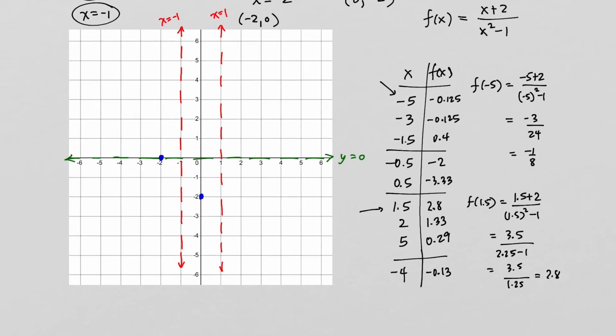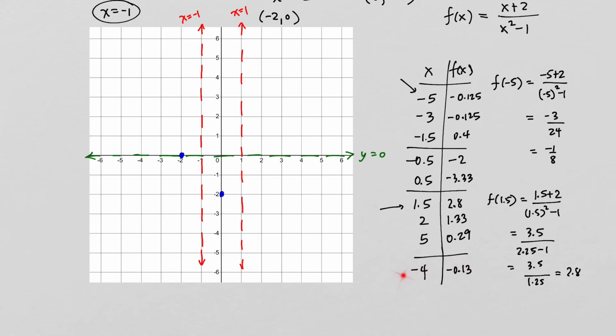Now let's start graphing these points, and you'll notice that I did add an additional point down here, and I'll talk about that in just a second, but let's start with the positive values here. So at x equals positive 5, we have y equals 0.29, which is less than 1, right about there. And then at x equals 2, we have y equals 1.33, which is right about there. X equals 1.5, we have 2.8, so that point is right about there.